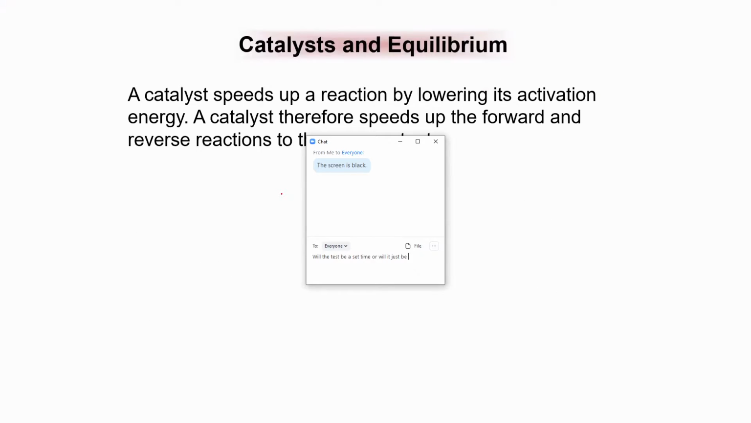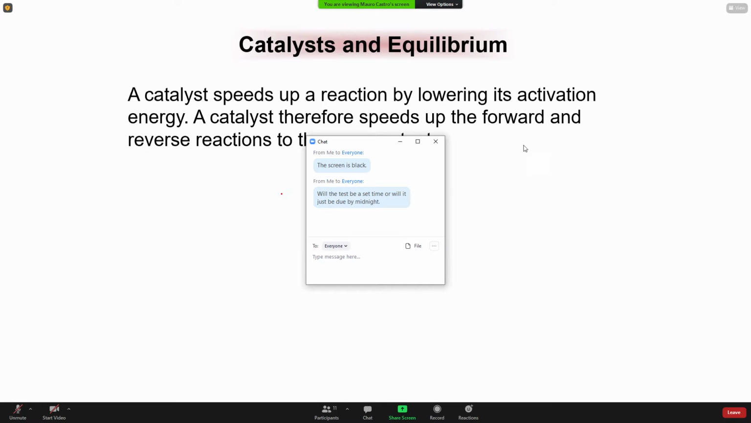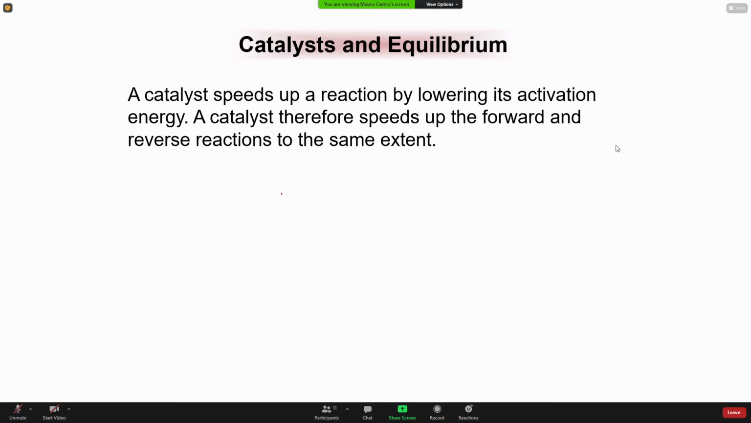All right. One thing to remember too, the question is always is a catalyst. You guys have heard of catalysts? What are they in the biological world? They're called enzymes, right? They speed up the reaction. So a catalyst speeds up the reaction by lowering its activation energy. Later in the summer, we'll talk about activation energy. A catalyst therefore speeds up the forward and reverse reaction to the same extent.